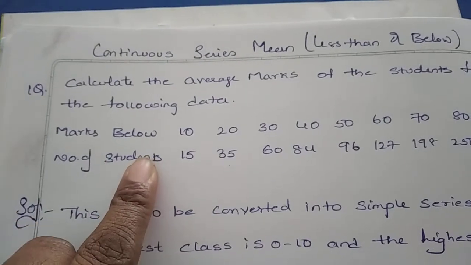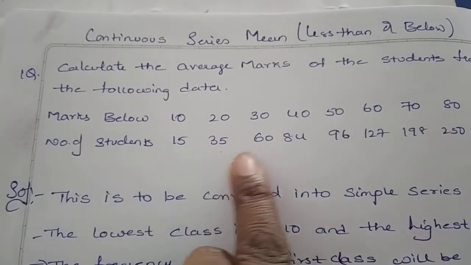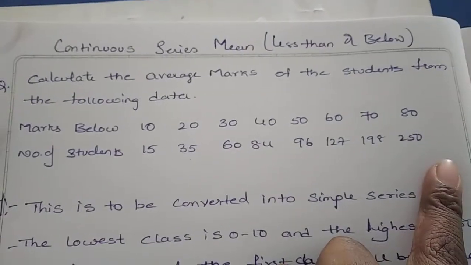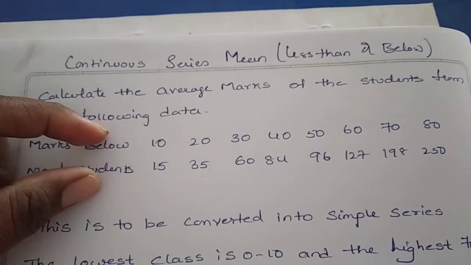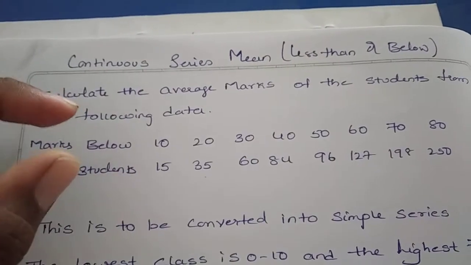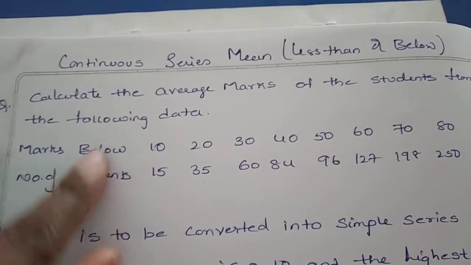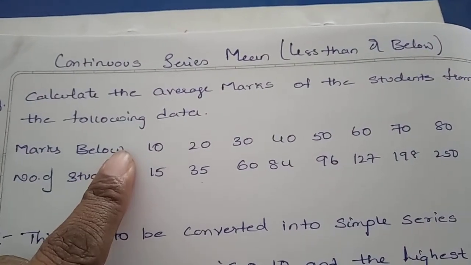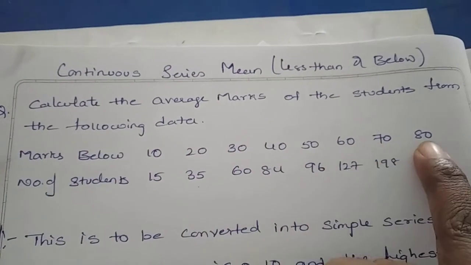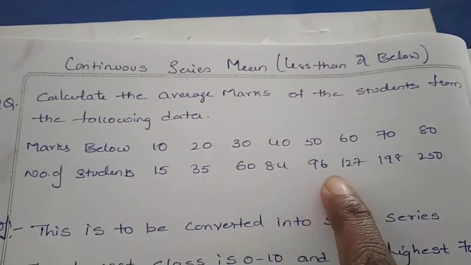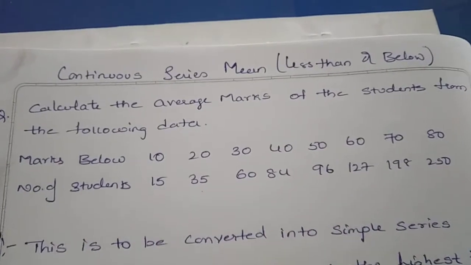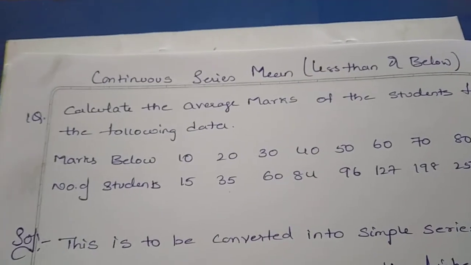And the number of students he has given is in ascending order. Once you observe, it is in ascending order. So these are the two points by which we can say it is a continuous series. The first point: marks should be less than or below. And the number of students series should be in ascending order. Then we can say that this is a continuous series.